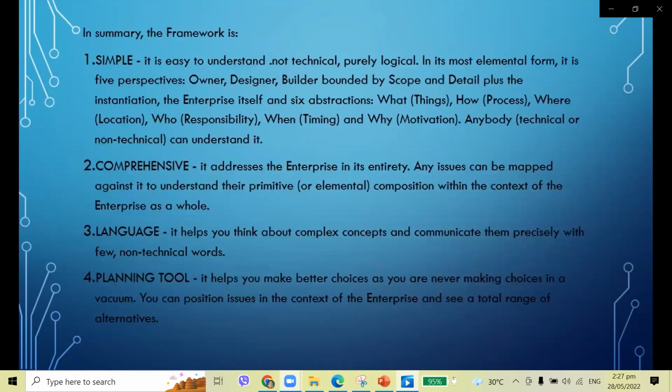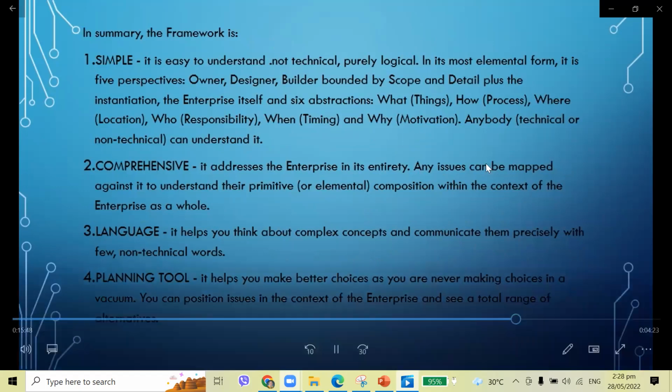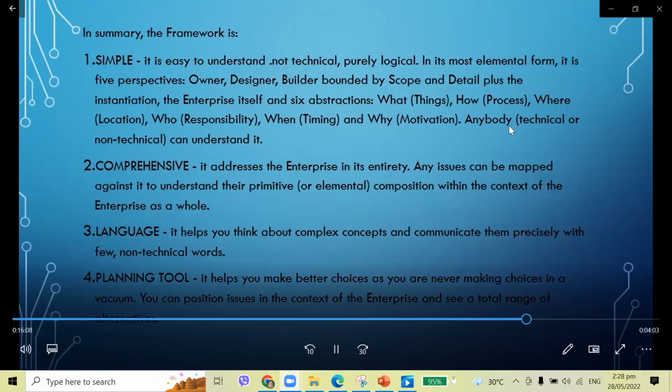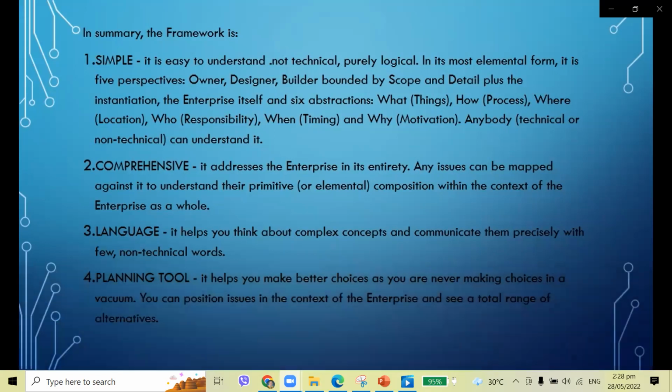So in summary, the framework is simple. It is easy to understand, non-technical, so purely logical. In its most elemental form, it is five perspectives, first is owner, designer, builder, bounded by scope and detail plus instantiation, the enterprise itself, and six abstractions: what, how, where, who, when, and why. Anybody can understand it. Second is comprehensive. It addresses the enterprise in its entirety.